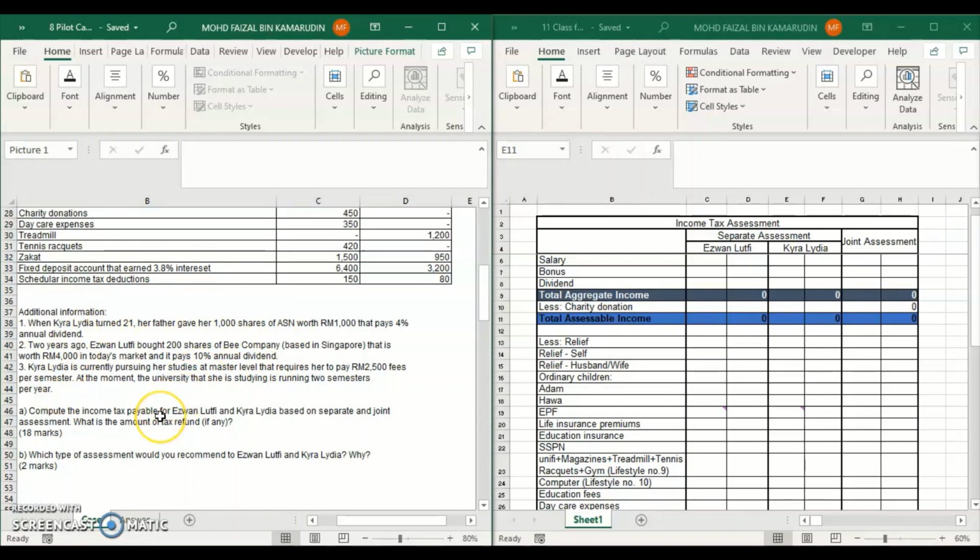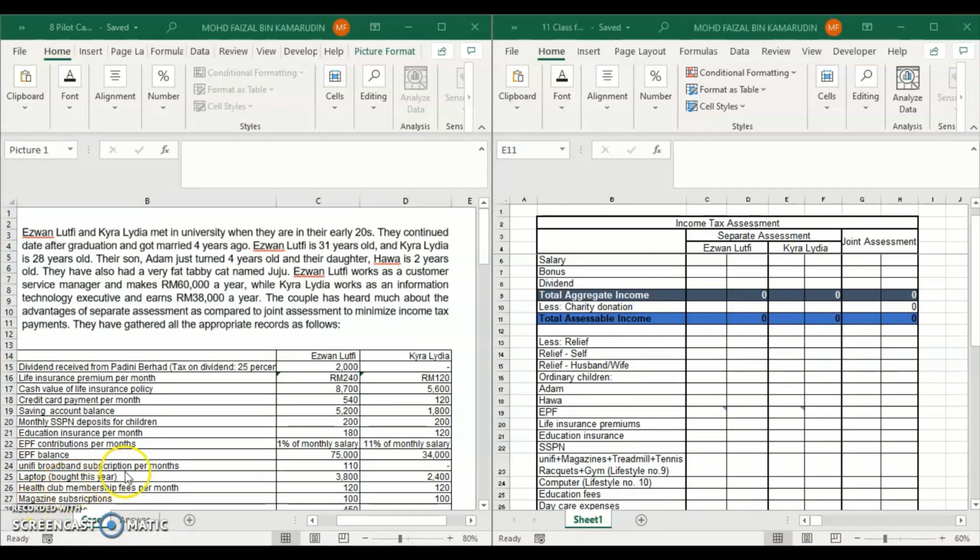And then for the income, the thing that we have to calculate is basically we have to prepare first which one is better, either separate assessment or joint assessment, and then later we will guide you on how we make the decision to know which one. So let's start our exploration on this case.